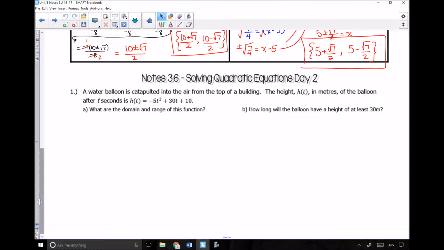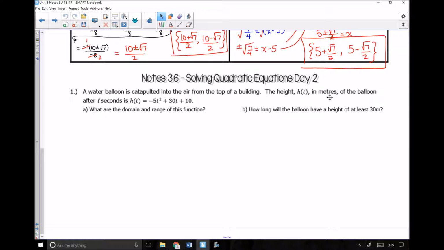Ladies and gentlemen, notes 3.6 are on solving quadratic equations. This is the second day of our notes, and we're going to apply our information for solving quadratic equations to word problems.